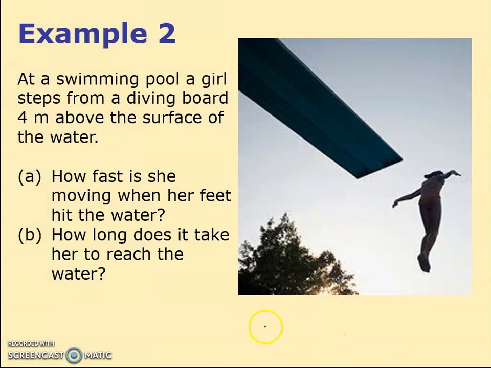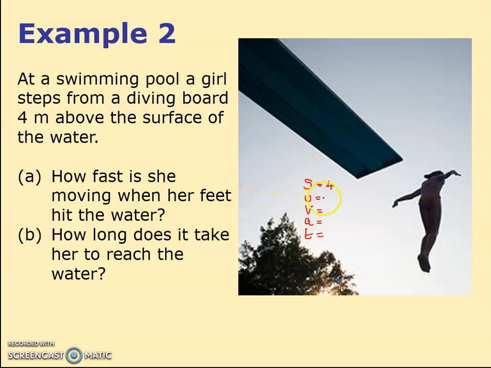Now this one: at a swimming pool, a girl steps off from a diving board. So this looks, again, I'm going to write over here, the SUVAT. I personally like writing those letters out. And it says, at a swimming pool, a girl steps off from a diving board 4 meters above the surface of the water. So I assume she's going to fall 4 meters. How fast is she moving when her feet hit the water?